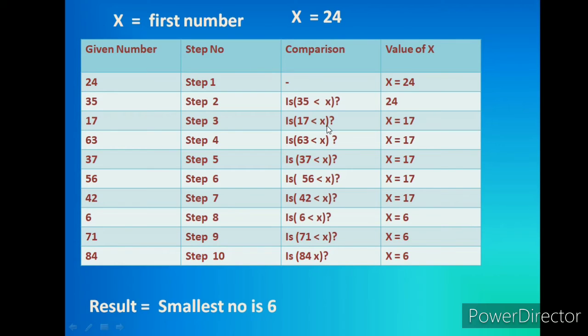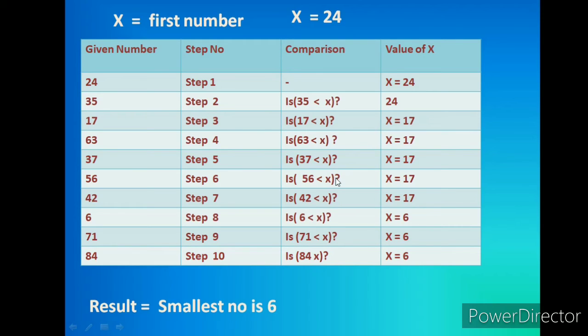Yes. So if yes, our particular step is, if the number at the current position in the list is less than the value of x, then we have to assign the number at the current position to x. That's why we are assigning 17 to x. That's why we are getting x is equal to 17. We will move on to the next position. Is 63 less than x? No. So x will be as it is. On the next position, is 37 less than x? No. That condition is false. That's why x will be as it is.